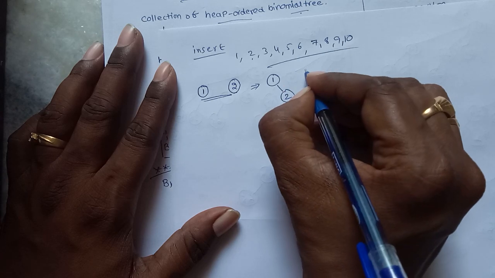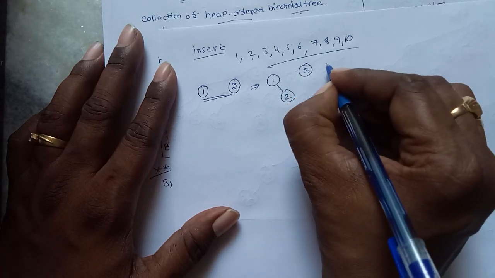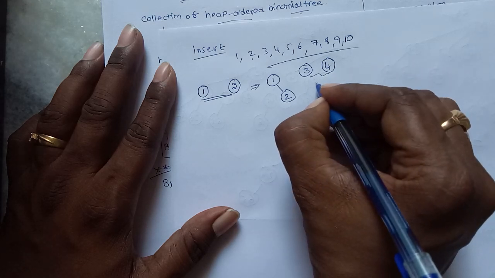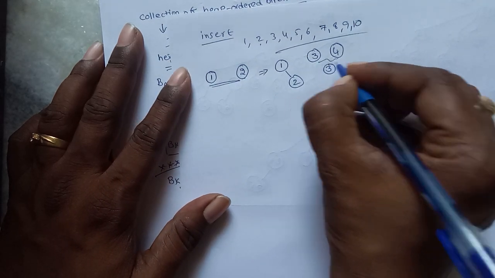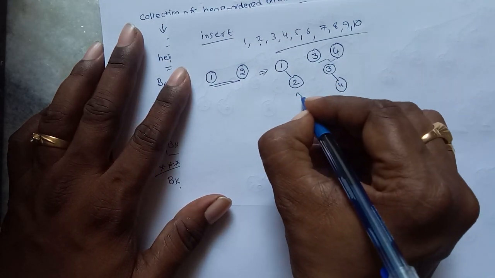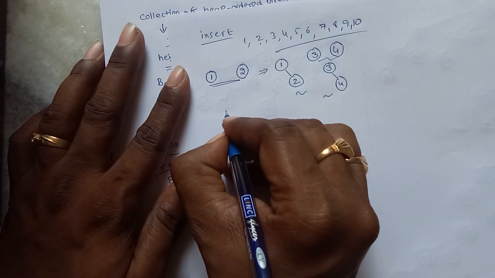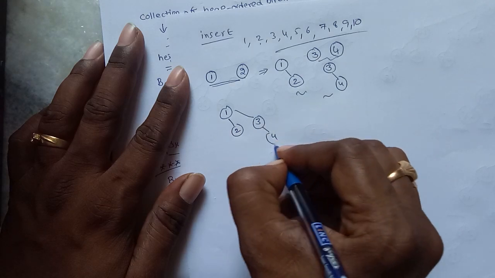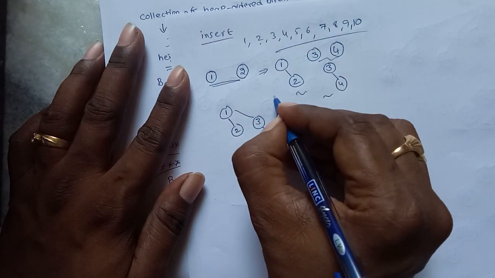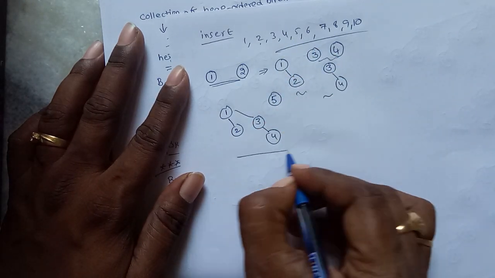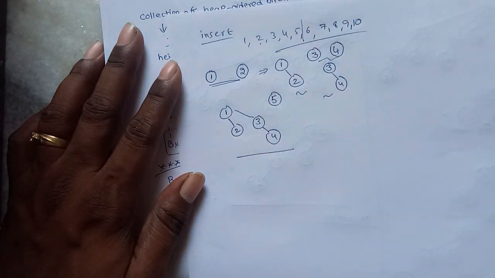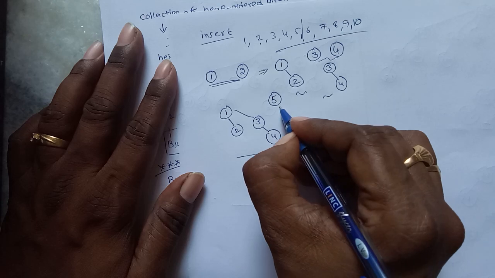Next insert 3. Next insert 4. So we have 2 B naughts. Whenever we have 2 B naughts, what will we do? Merge 3 and 4. Now we have 2 B1s. What will we do? Merge 1, 2, 3, 4. At every step, suppose next is 5. This is our final binomial queue. After insertion of 5, the binomial queue contains B0 and B2.